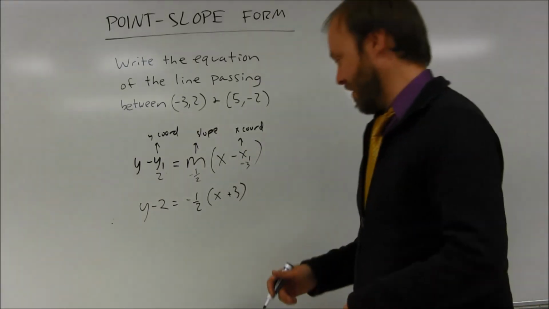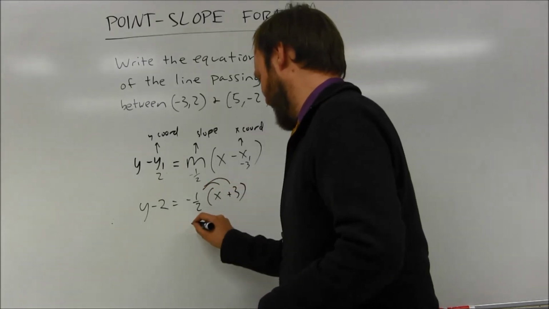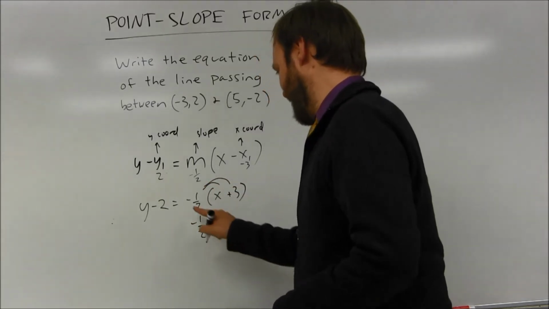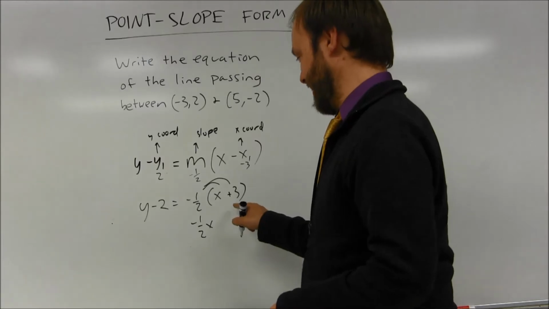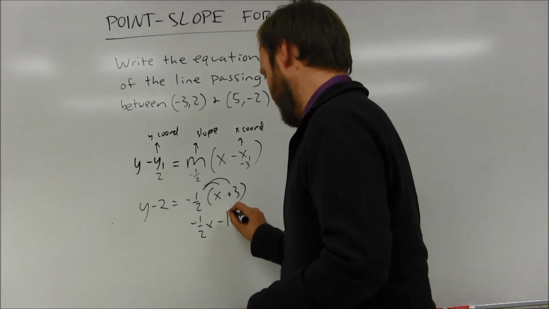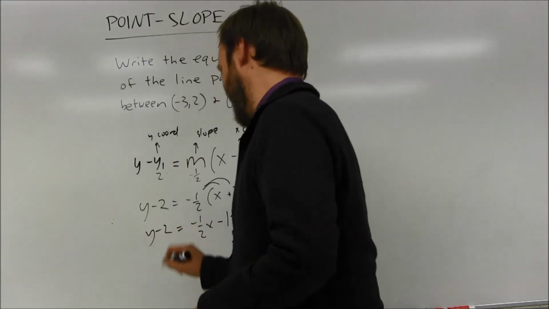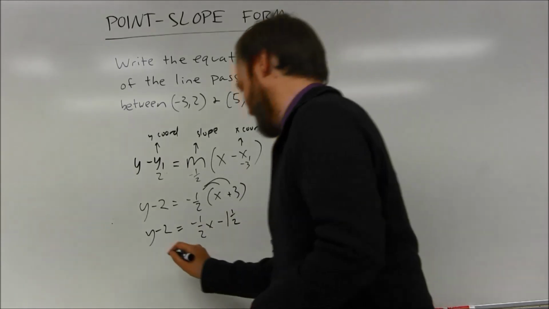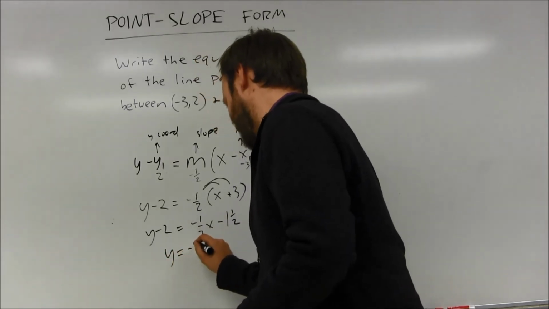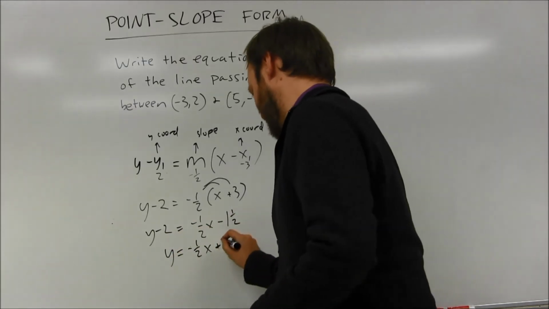If you need to put it in slope-intercept form, you can distribute. And so in this case, we're going to get negative 1/2 x. Negative 1/2 times 3 is negative 3/2, so that's going to be minus 3/2. And that's equal to y minus 2. You can add 2 to both sides, and you're going to be left with y is equal to negative 1/2 x, and when I add 2 to both sides, I'm going to get plus 1/2.